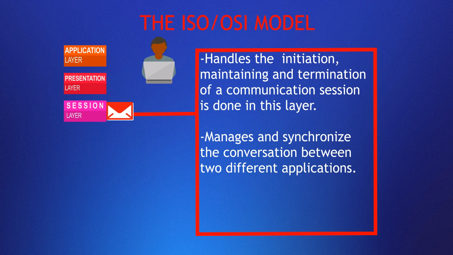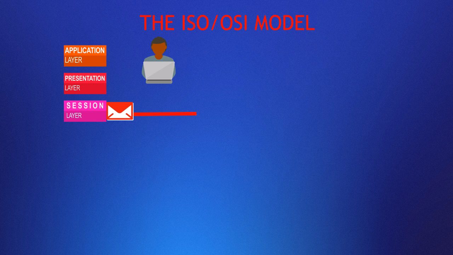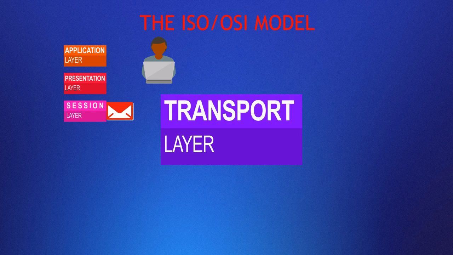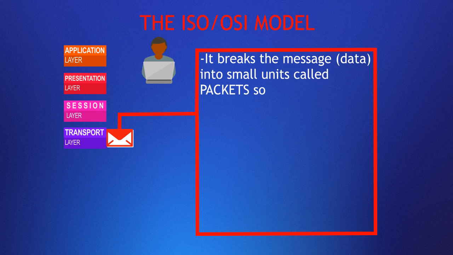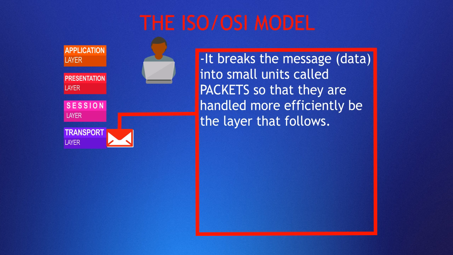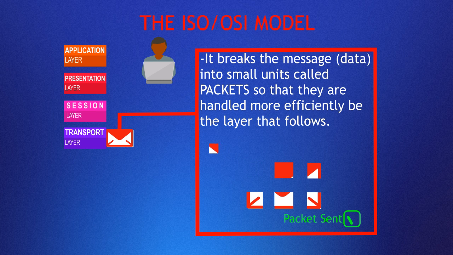After establishing the session, we are now ready to transmit our data. The data that we want to send will not be sent as a whole because that will be a lot of data to transmit at the same time. What we are now going to do is we are going to cut that data into small pieces, and these pieces are known as packets. The reason for cutting the data into packets is so that we can transmit one packet at a time.